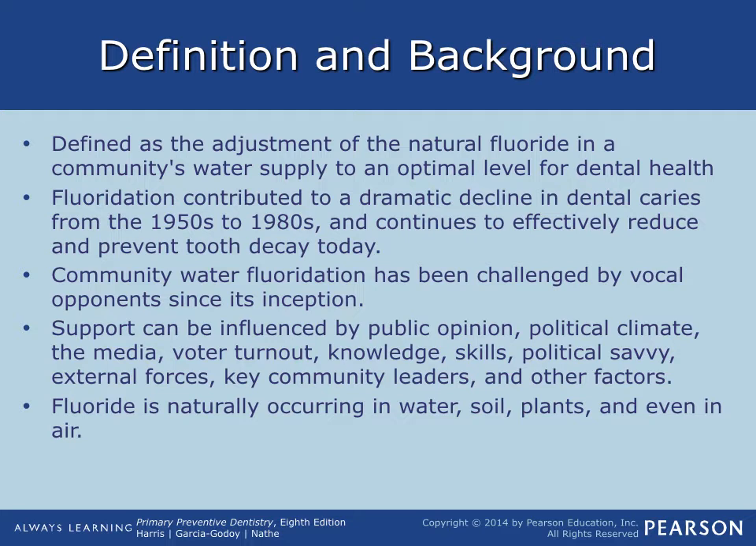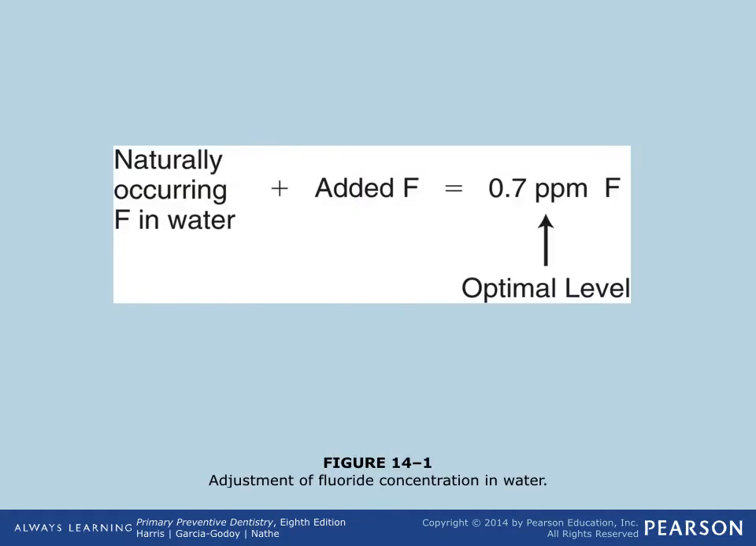And then fluoride, you should also know, is naturally occurring in the water. It also is in soil and plants, and it's even in the air. Fluoridation is the upward adjustment of the natural fluoride level in a community's water supply to a level for optimal dental health. The U.S. Public Health Service established non-regulatory standards for optimal concentrations of fluoride in drinking water.